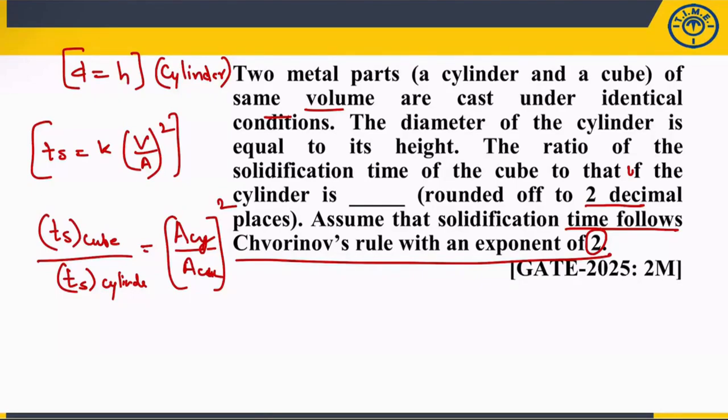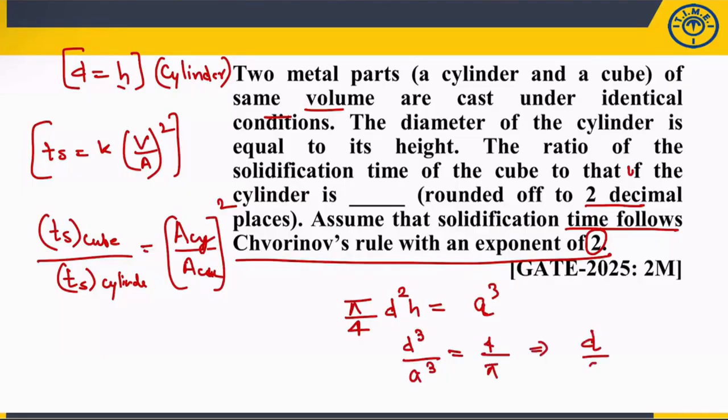We will solve it. They have mentioned the volumes are equal. Pi by 4 d squared into h is equal to the volume of cube, a cubed. h is equal to d, they have mentioned. That means d cubed divided by a cubed is equal to 4 by pi. So you will get the d by a ratio as the cube root of 4 by pi. So you got the diameter and side ratio.